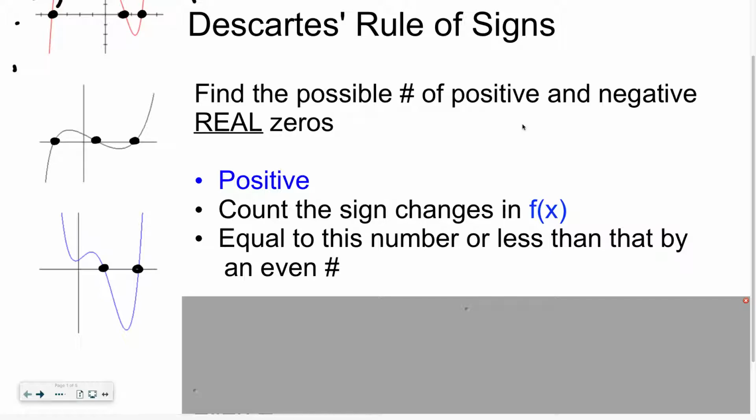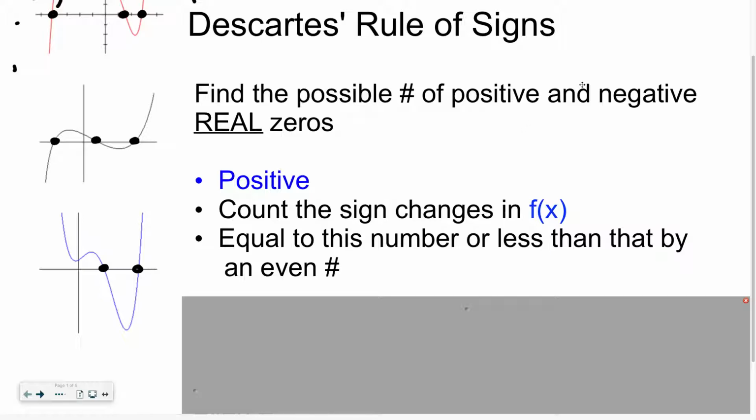Yeah, you can't have a negative number of real zeros. You either have real zeros or you don't. Yeah, you stop at 0. And if it's an odd number of sign changes, you stop at 1, because 0 is not less than that by an even number.